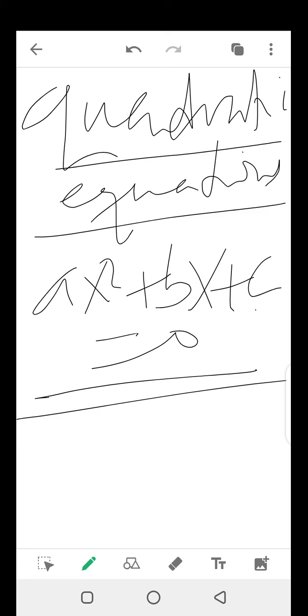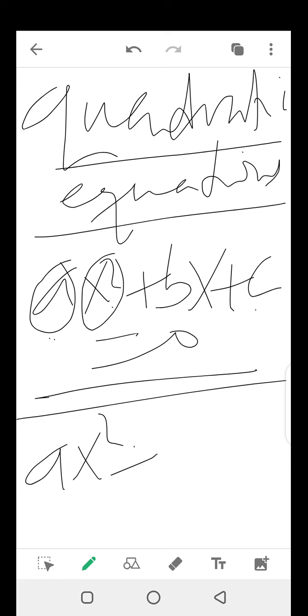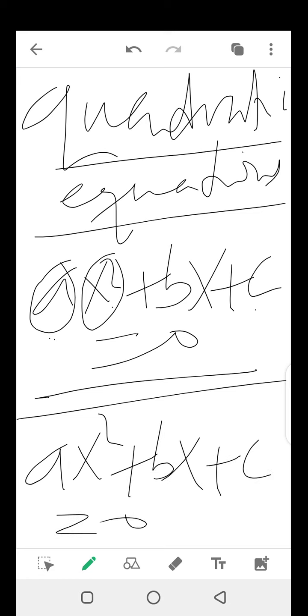But remember, for those quadratic equations, the coefficient of x squared must not be 0. Actually, it only holds when the coefficient of x squared is not 0. The moment it is 0, definitely x squared ceases away, and so it is no longer a quadratic equation. So it is of the form ax squared plus bx plus c equals 0.